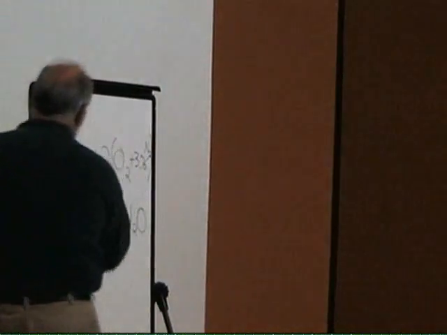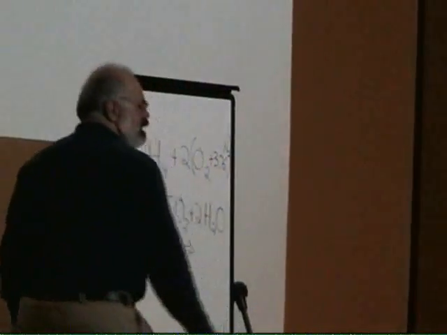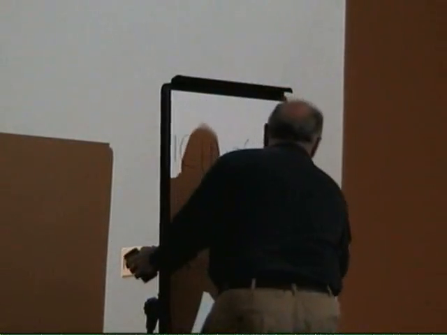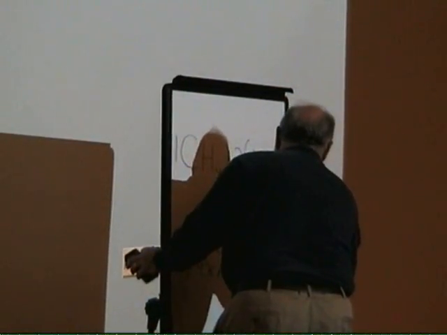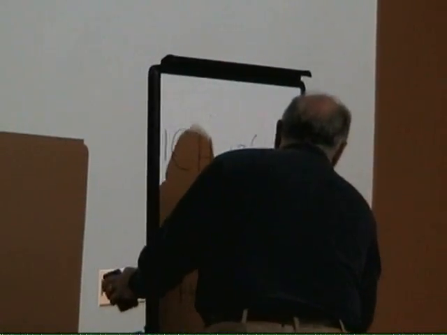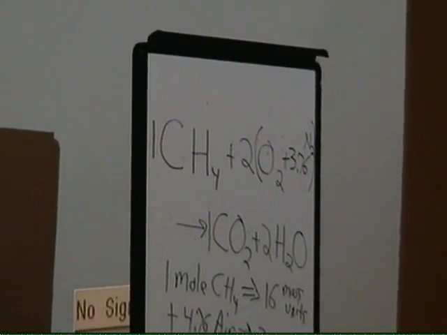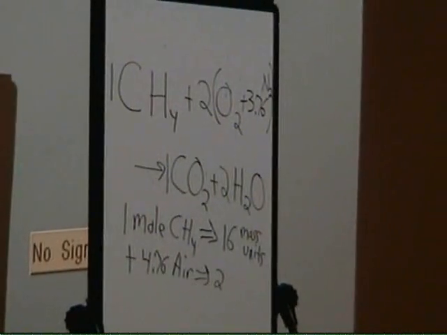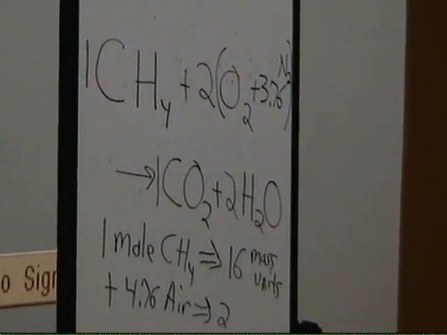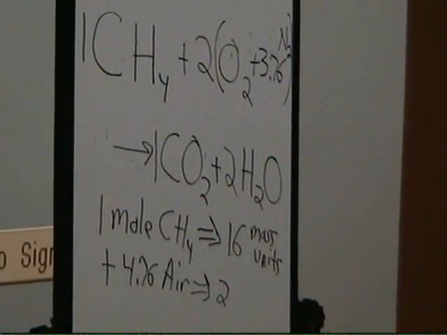So we can say that basically for every mole of CH4, CH4 has a molecular weight of 16. We'll have 16 mass units. That could be kilograms, that could be grams. Compared to air, which has a molecular weight of, and that I have to look up, it's either 28 or 29, and I wrote it down. There it is, 29.